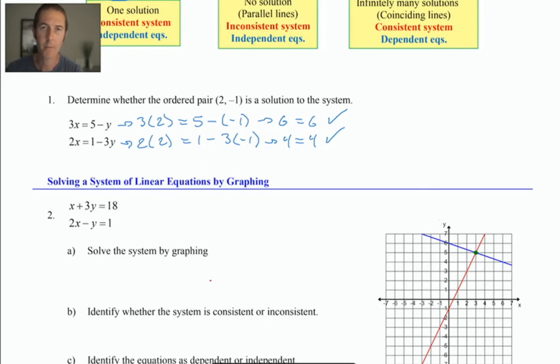So we can say that this ordered pair, (2, -1), is a solution to the system. Graphically, it would be the point of intersection of these two lines.